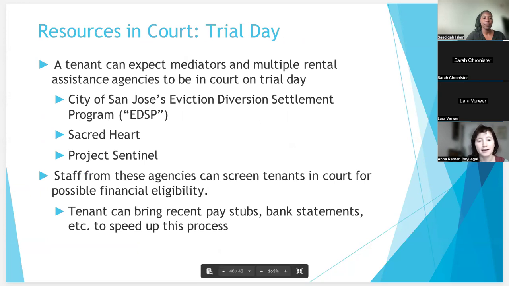In Santa Clara Eviction Court, on the day of trial, there are almost always mediators, free mediators in the courtroom, and various rental assistance agencies also in the courtroom, that the tenant, again, should be reaching out to while they're waiting for their case to be called. So the tenant walks into the courtroom, checks in with the bailiff, and then goes, hey, where do I find rental assistance? And keep asking until you talk to somebody.